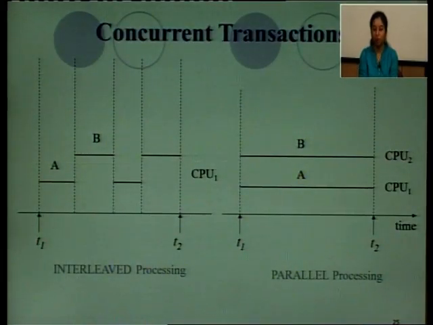This is an example of concurrent transactions. We have two types of processing. The first is interleaved processing, and the second is parallel processing. You can see in this slide the two transactions T1 and T2 running on a CPU. On a single CPU, it is known as interleaved processing, and with multiple CPUs, it is known as parallel processing. There are two processors, A and B, and the timelines T1, T2 show the timelines.